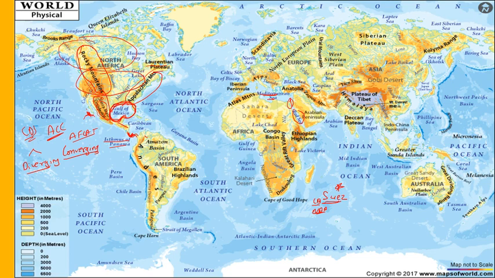Coming back to South America, the Andes Mountains are here. Suppose I draw South America like this. The Andes mountains are here, and here there is a desert called the Atacama Desert. This Atacama Desert is the driest part of the world. So this you have to keep in mind.